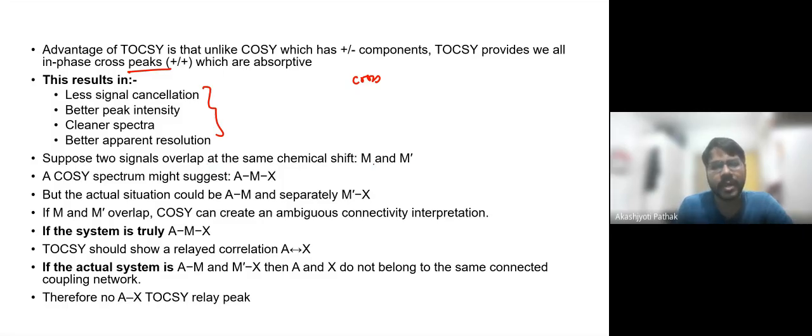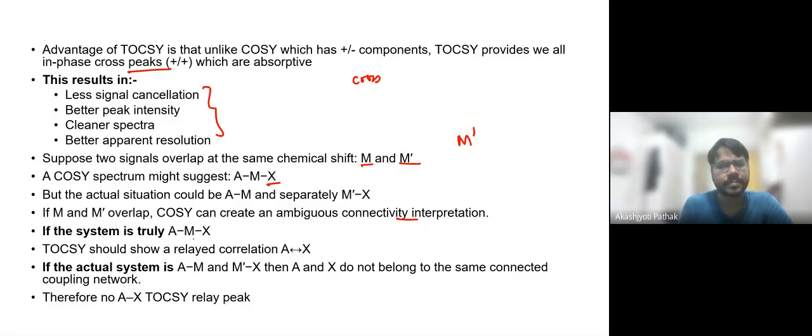Another important point is that if there are two spins M and M dash, and they have the same chemical shift, a COSY spectrum might suggest AMX, right? If M and M dash have the same chemical shift, it will suggest that they are coupled to each other. But the actual situation can be that A is coupled to M and separately M dash is coupled to X. So if M and M dash overlap, the COSY can create an ambiguous connectivity interpretation.